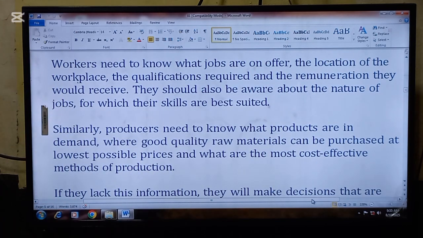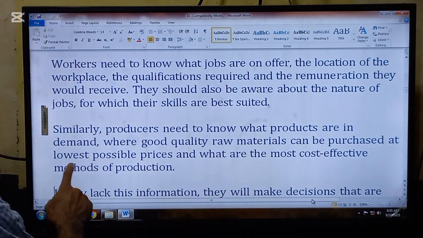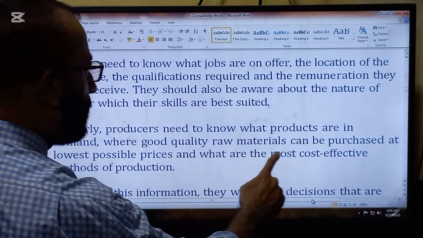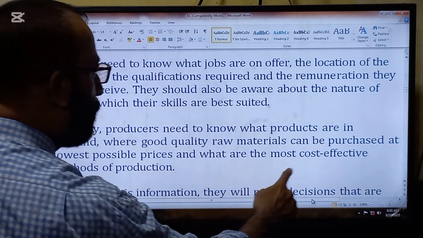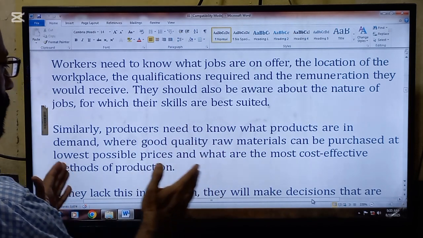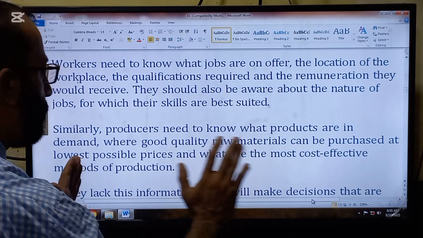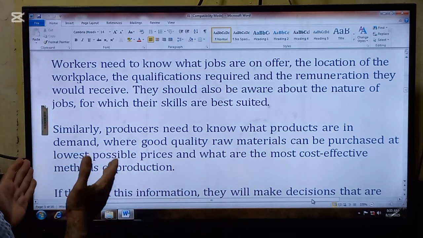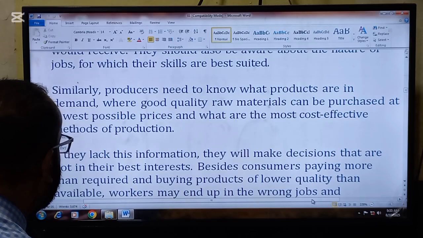Okay, for the producers, what is information failure? Similarly, producers need to know what products are in demand, where good quality raw materials can be purchased at the lowest possible prices, and what are the most cost effective methods of production. So these are the rights of the producers to know, but if information is not actually going to the producers properly, that will be information failure for the producers.